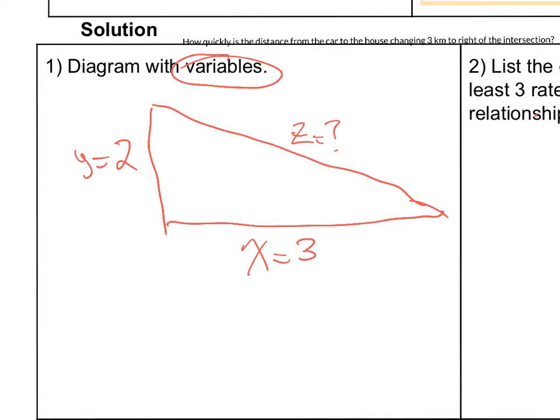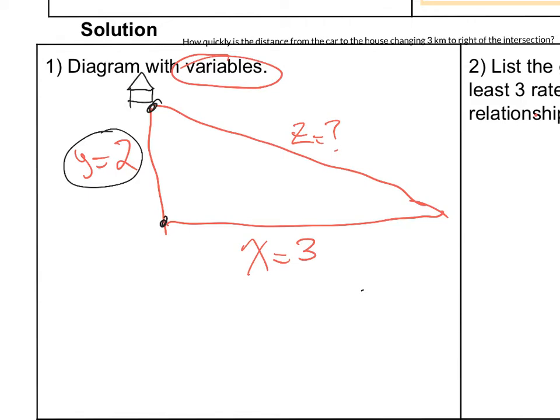So we have to know what's a variable and what's constant. That's really important because for things that are constants, the rate of change will be 0. So let's look at what it is. And I really think what we should do is put a C down for things that are constant and a V down for things that are variable. Okay, or even CON and VAR. So let's look at this. Y equals 2. Does that change or not change? Well, that's the distance from the intersection to the house, right?